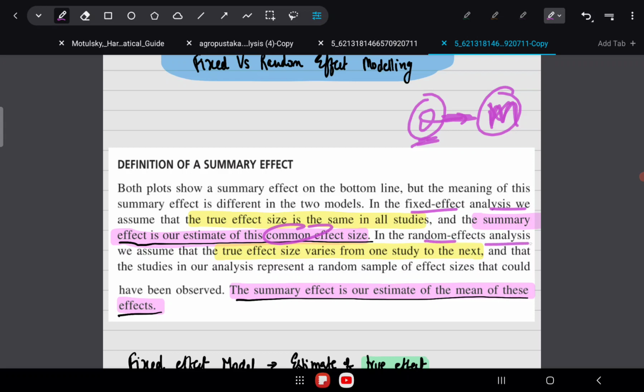But in the case of random effect modeling, we don't assume that there is a common true effect. We assume that the true effect is itself distributed along a Gaussian or normal distribution. So that is why the summary effect, m, is not an estimate of theta, but an estimate of mu, the mean of the true effects. Because we assume that the true effect varies from one study to another, the weighted mean or summary effect that you generate is an estimate of the mean of these effects.